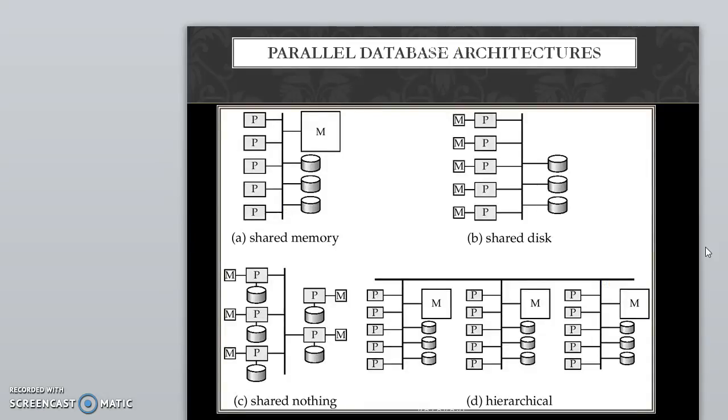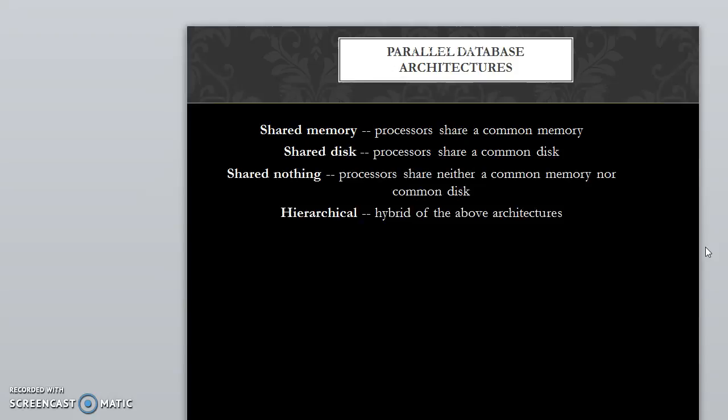This is the architecture of a parallel database. It consists of four parts: shared memory, shared disk, shared nothing, and hierarchical. In shared memory, the processors have a common shared memory. In shared disk, the processors share a common disk. In shared nothing, the processors share neither a common memory nor a common disk. And hierarchical is a hybrid of the above architectures, that is, a mix of shared memory, shared disk, and shared nothing.